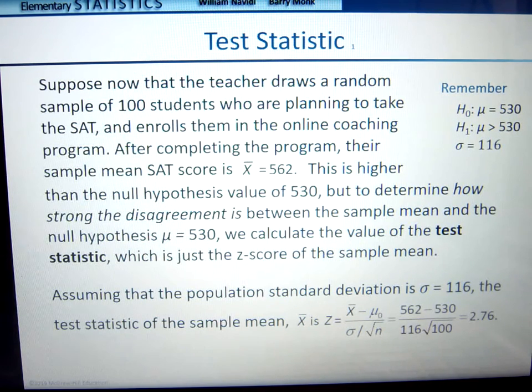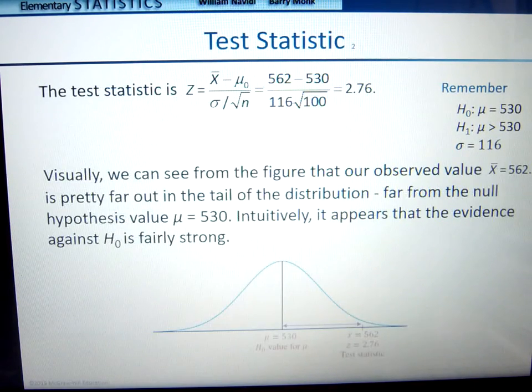So assuming that the population standard deviation is 116, the test statistic would be our 562 minus the null hypothesis mean, divided by 116 divided by the square root of 100, which is 10. And there's a division sign missing here. Again, oh my goodness, these slides. I'm going to have to go overhaul them. All right, so here we have our result: 2.76.